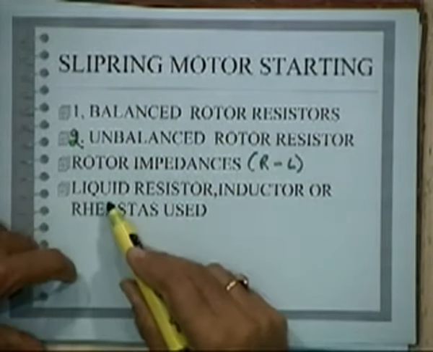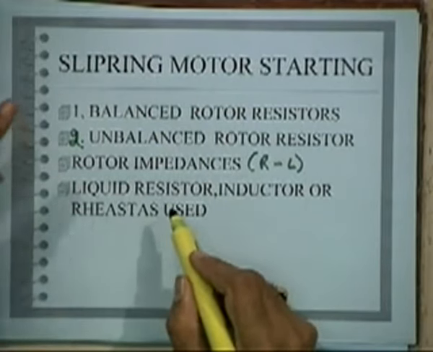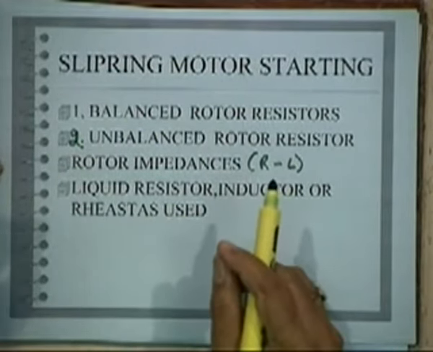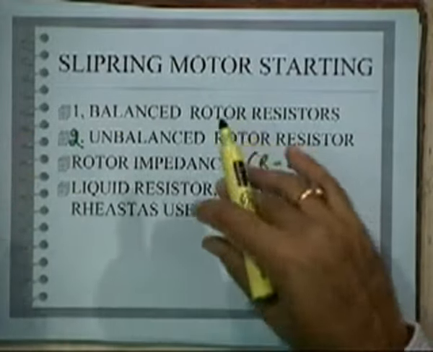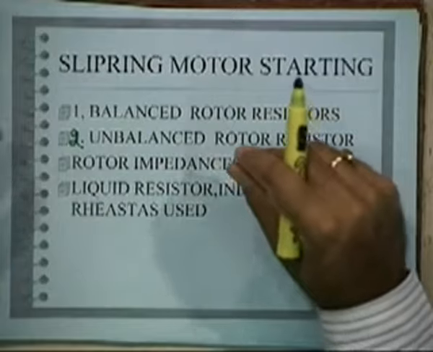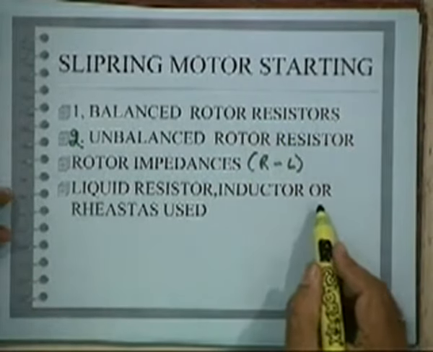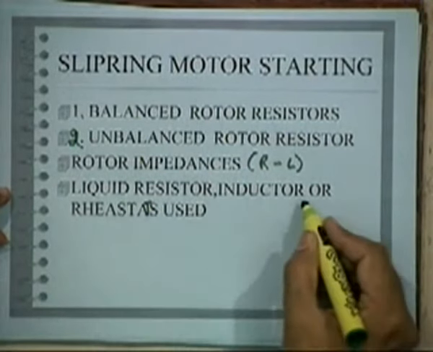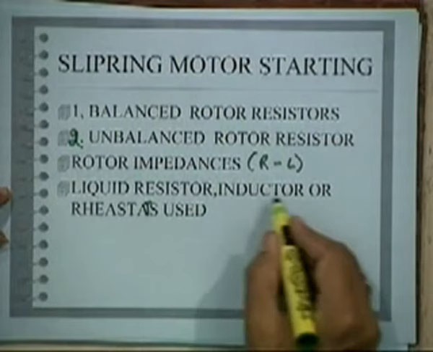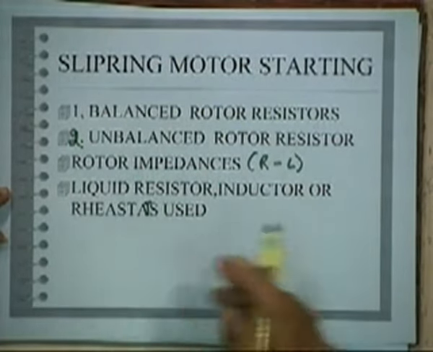And often you use liquid resistors. With liquid resistors you can control the height of the dip. You have some electrodes dipped into a liquid, so the resistance can be changed. And you can also have inductors or rheostats. So liquid resistors, inductors and rheostats are used.